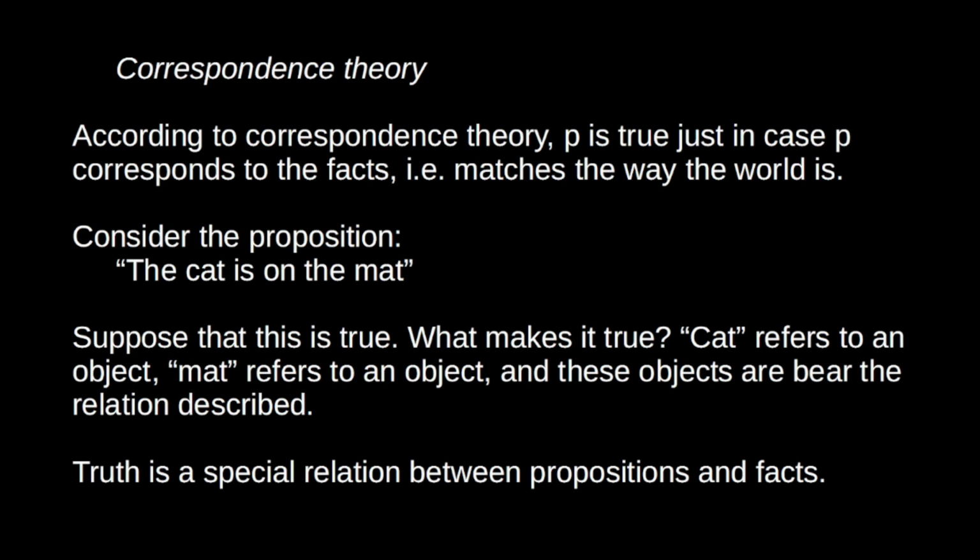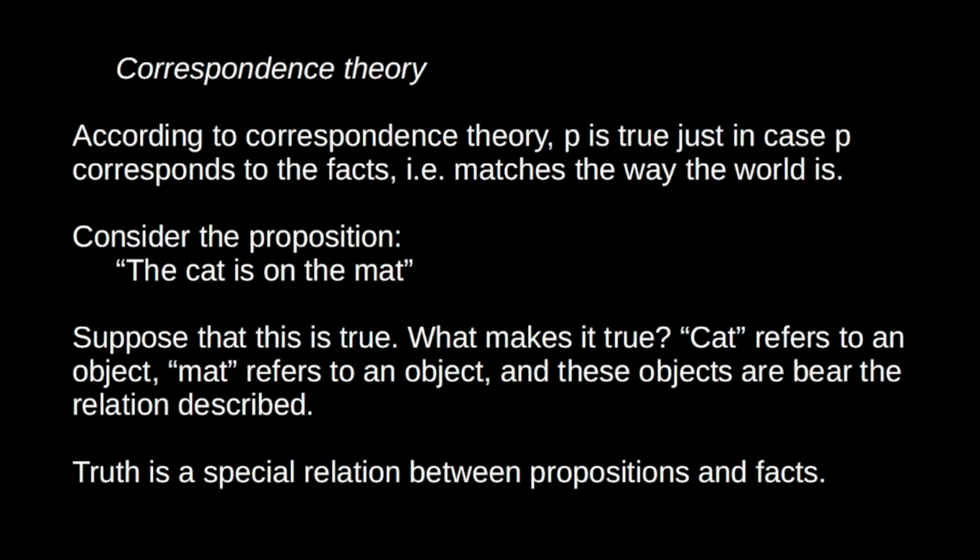So the standard theory of truth among philosophers, and this is, I assume, a fairly commonsensical theory, is the correspondence theory. According to correspondence theory, some proposition P is true just in case P corresponds to the facts, just in case P matches the way the world is. So take the proposition, the cat is on the mat, and assume it's true. Assume it's true that the cat is on the mat.